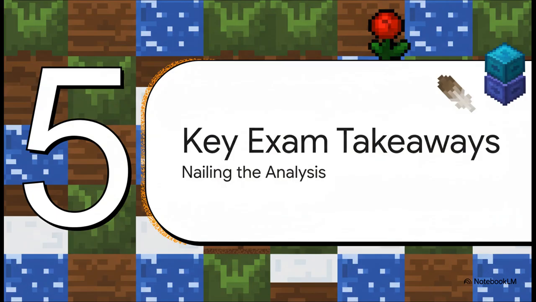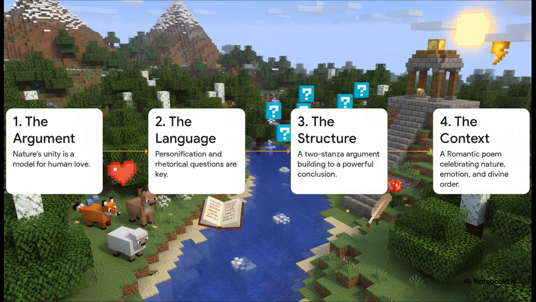We've covered a lot, so here are the absolute key things you need to remember to completely nail your analysis of Love's Philosophy. So here they are, your 4 key takeaways. Number 1, the argument. Simple, right? Nature is all connected, so we should be too. Number 2, the language. Remember those 2 big ones? Personification, which makes nature feel full of desire, and rhetorical questions, which put the listener on the spot. Number 3, the structure. It's a super tight 2-part argument that goes from massive and epic down to small and personal. And finally, number 4, the context. Just remember this is a classic romantic poem, all about linking nature, God, and human emotion.